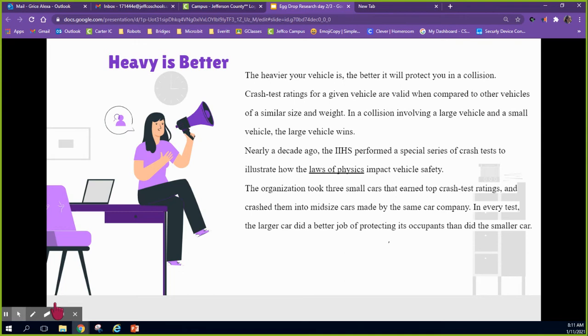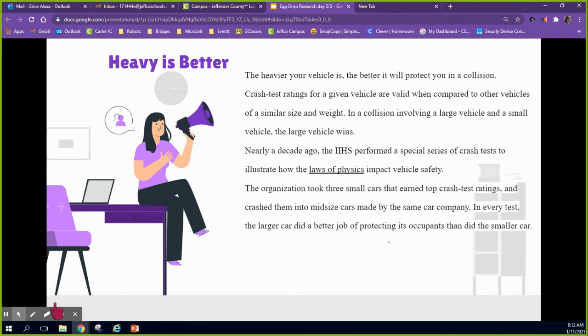Nearly a decade ago, IIHS performed a series of crash tests to illustrate how the laws of physics impact vehicle safety. The organization took 3 small cars that earned top crash test ratings and crashed them into mid-sized cars made by the same company. In every test, the larger car did better at protecting the occupants than did the smaller car.